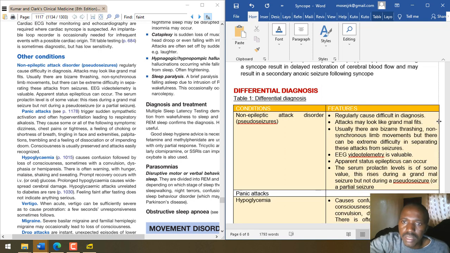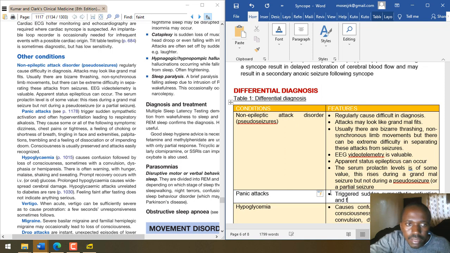So panic attacks here are triggered by, or trigger, sudden sympathetic activation, and often hyperventilation, leading to respiratory alkalosis, because you're blowing out carbon dioxide. They cause some or all of the following symptoms. We can just say symptoms here.